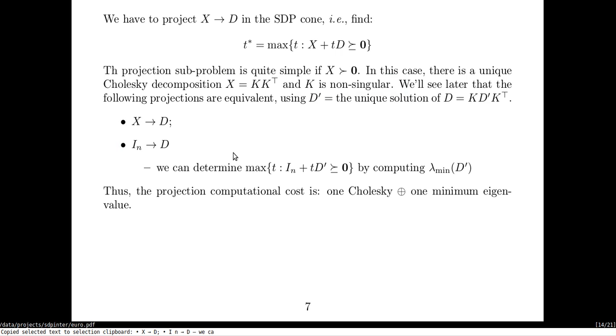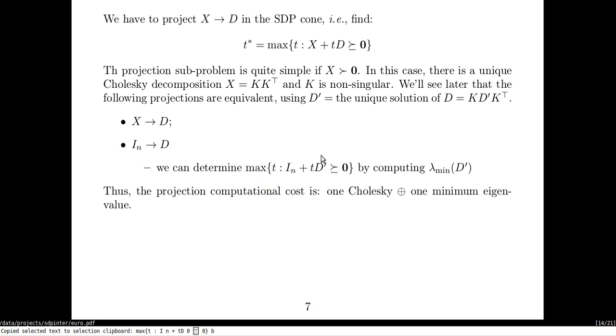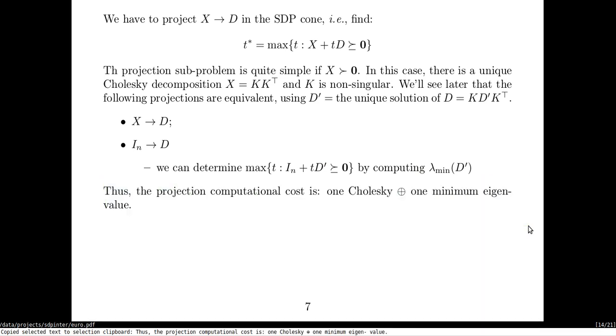Actually, sorry, it's a mistake here. It is D prime, from I to D prime, which is the mid term here. So to solve this second version of the projection problem using D prime, we actually need to define this, which is very, very easy because it reduces to computing the minimum eigenvalue of D prime. Thus, the projection computational cost in this case, you need to pay one Cholesky and one minimum eigenvalue, which is very, very good for me.